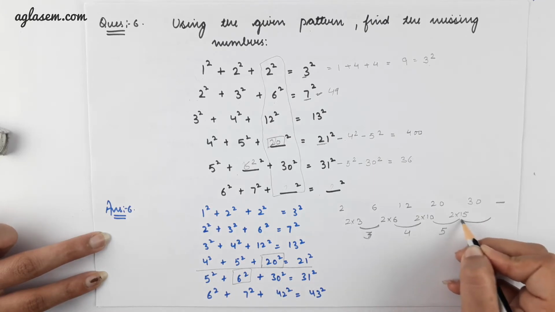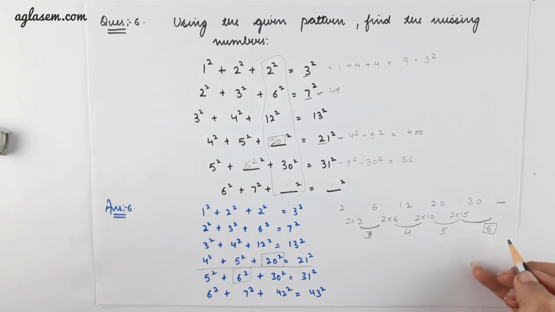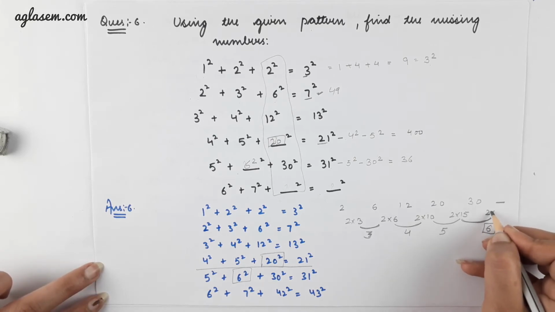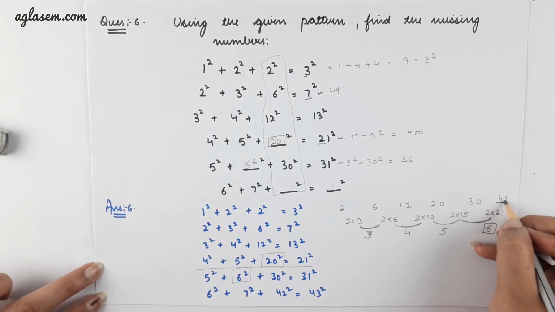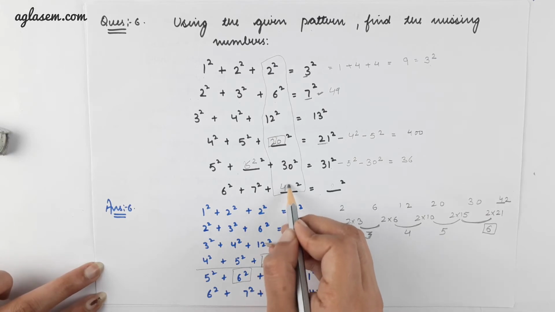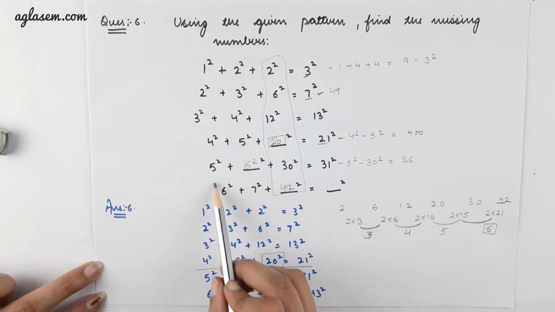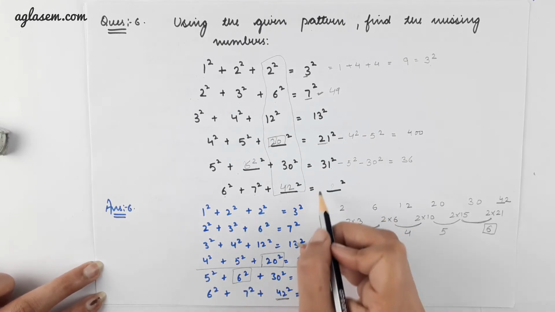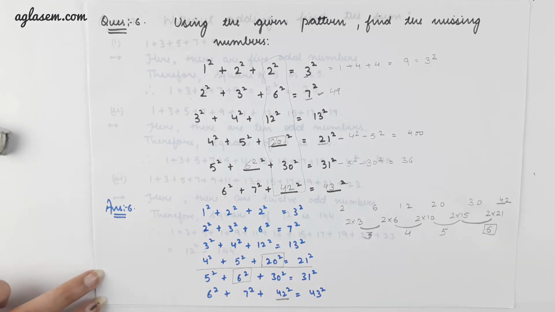So then 6 must come here. Therefore adding 6 to 15, it is 21. So 2 into 21 is 42. Therefore this blank is 42. Can you see here? By solving this equation, 6 square plus 7 square plus 42 square, we will get 43 square. I hope this is clear.